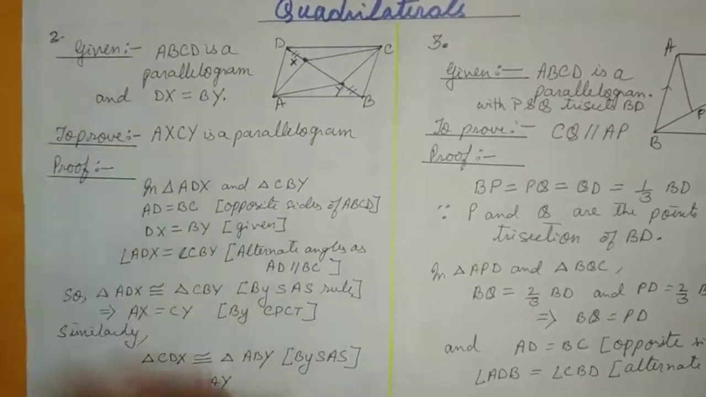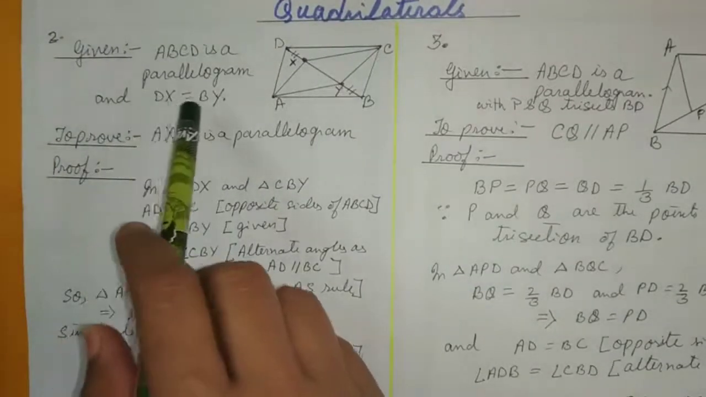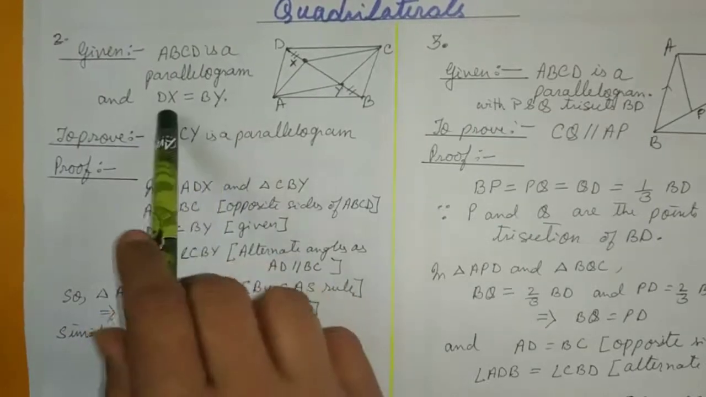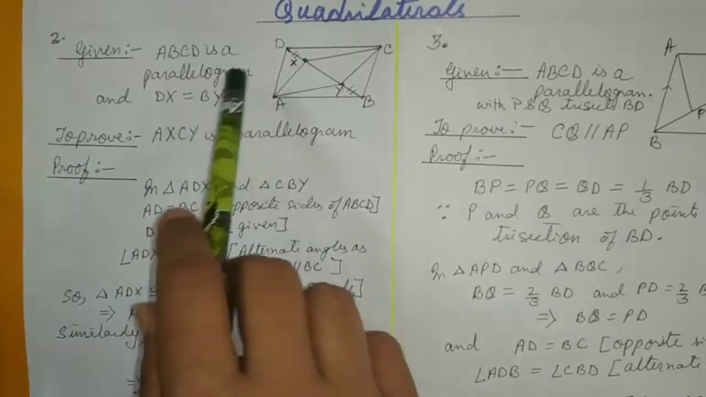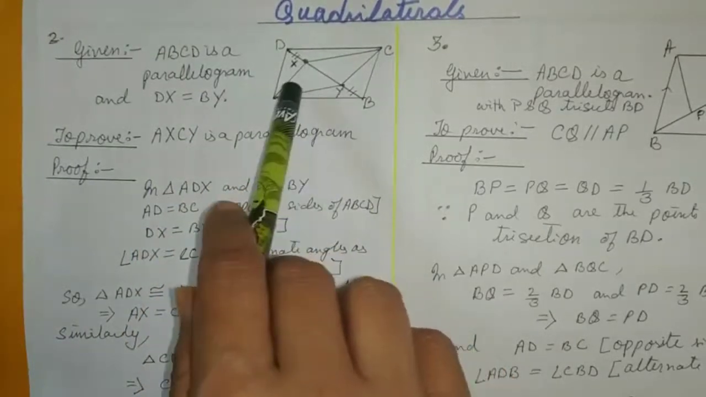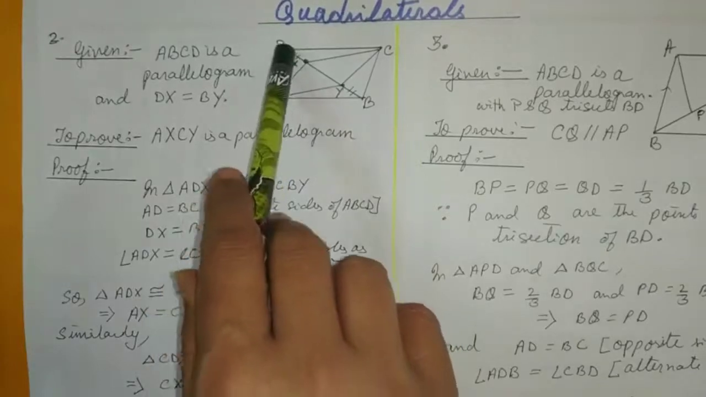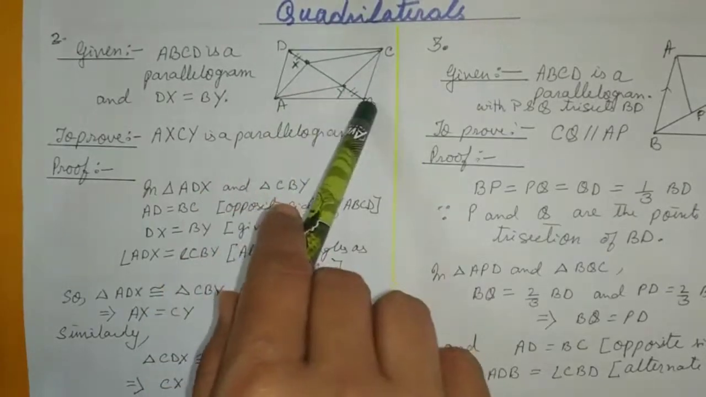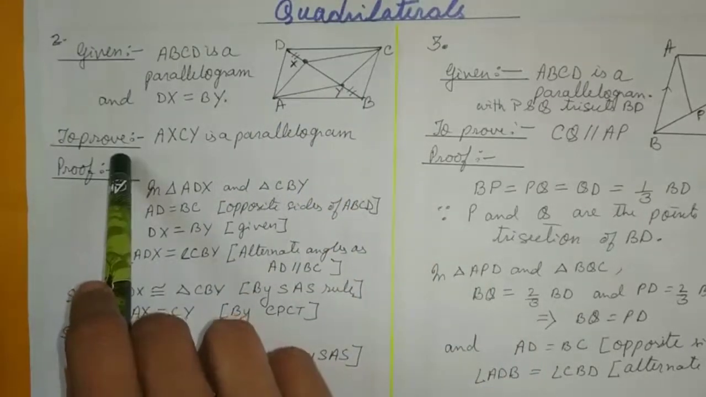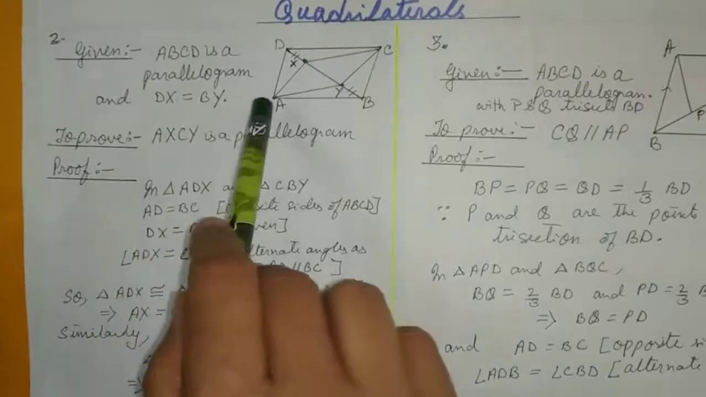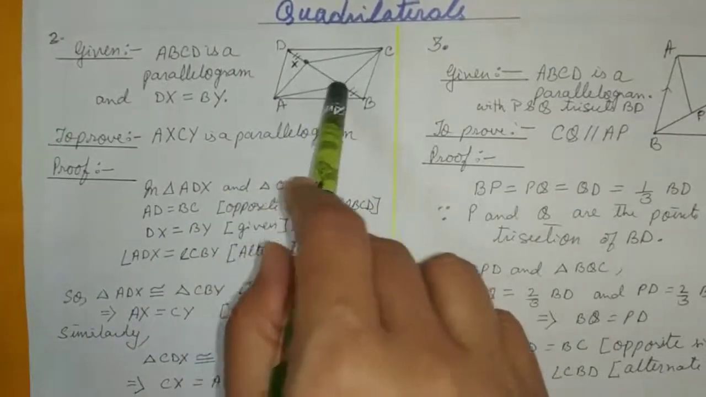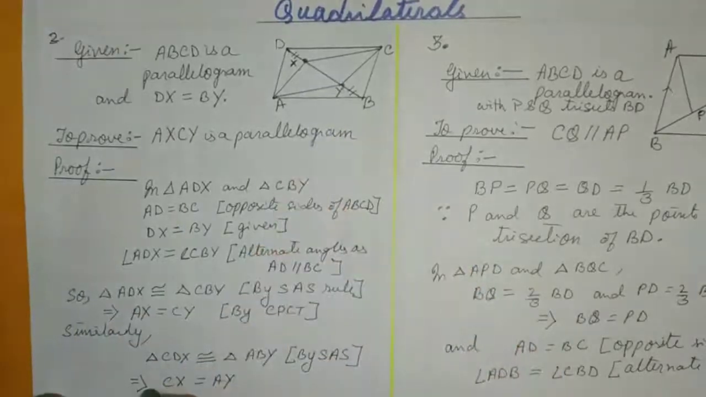So, okay, the next question. ABCD is a parallelogram and DX is equal to BY. That means BD is a diagonal on which there are 2 points, and it is given that DX and BY are equal and ABCD is a parallelogram. You have to prove that AXCY, this middle quadrilateral is also a parallelogram.